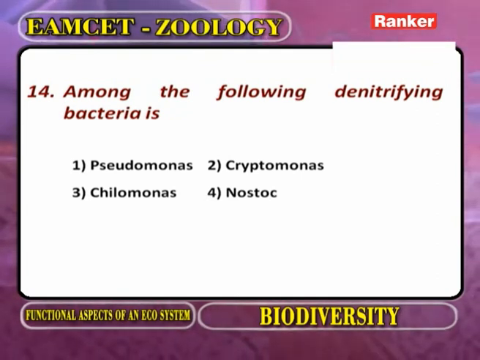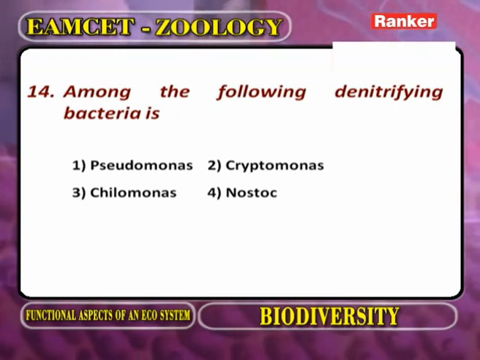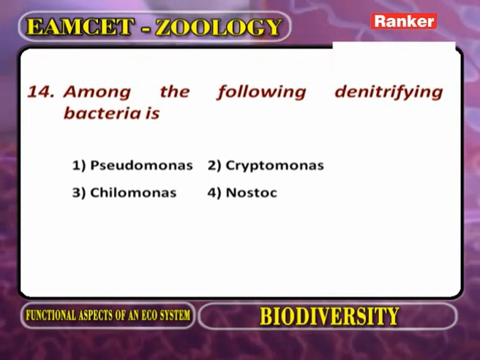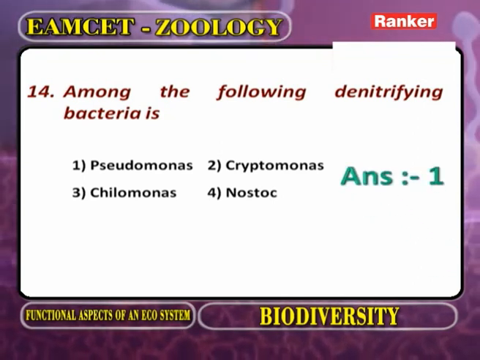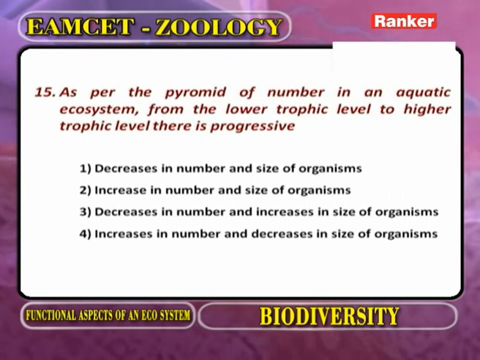Denitrification means that sometimes the nitrates are again converted into nitrogen. That denitrification is brought by Pseudomonas putida, which also plays an important role in controlling marine water pollution. Now we go for the next question.